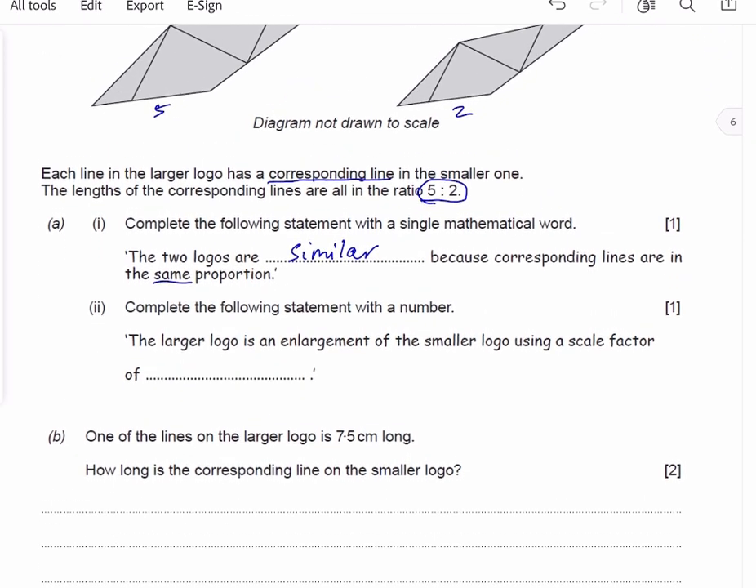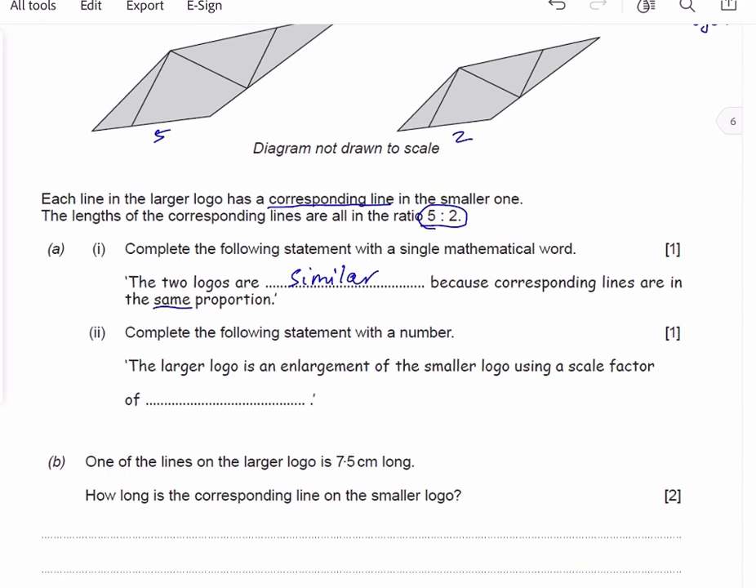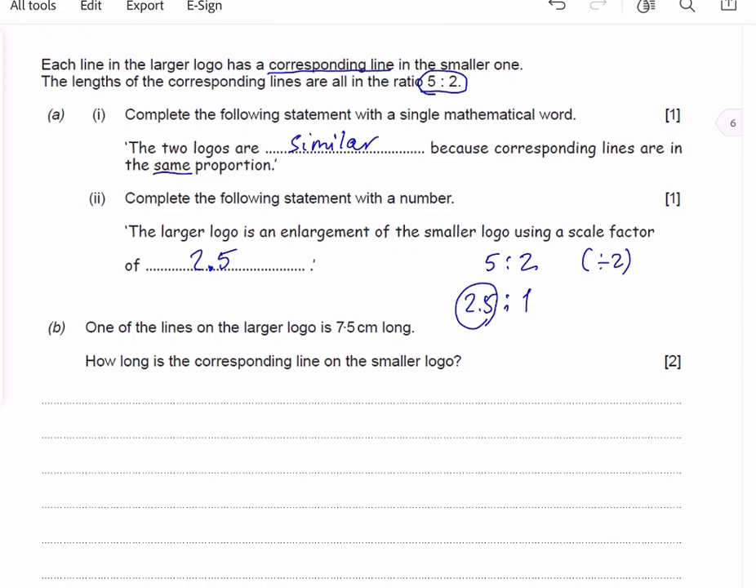And the second statement, the larger logo is an enlargement of the smaller logo using a scale factor of. So this is when we change this ratio 5:2 into the form n:1. So let's divide each number by 2. And we get 2.5:1. So 2.5 is the scale factor. So that means one of the shapes is 2.5 times bigger than the other.